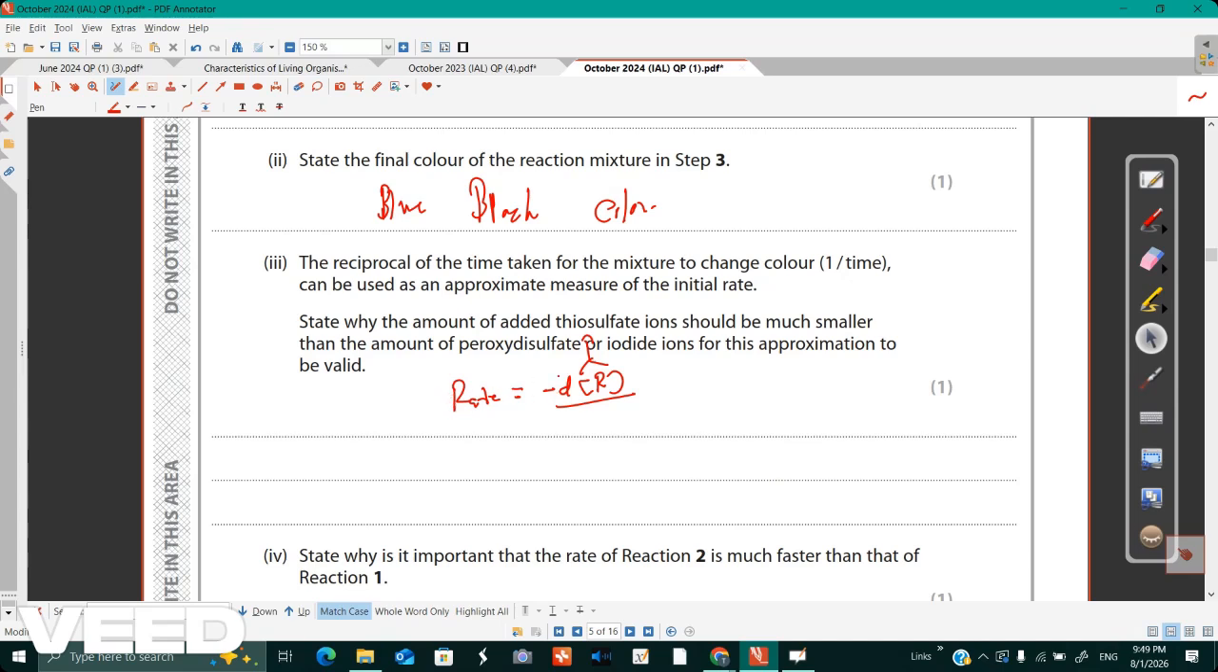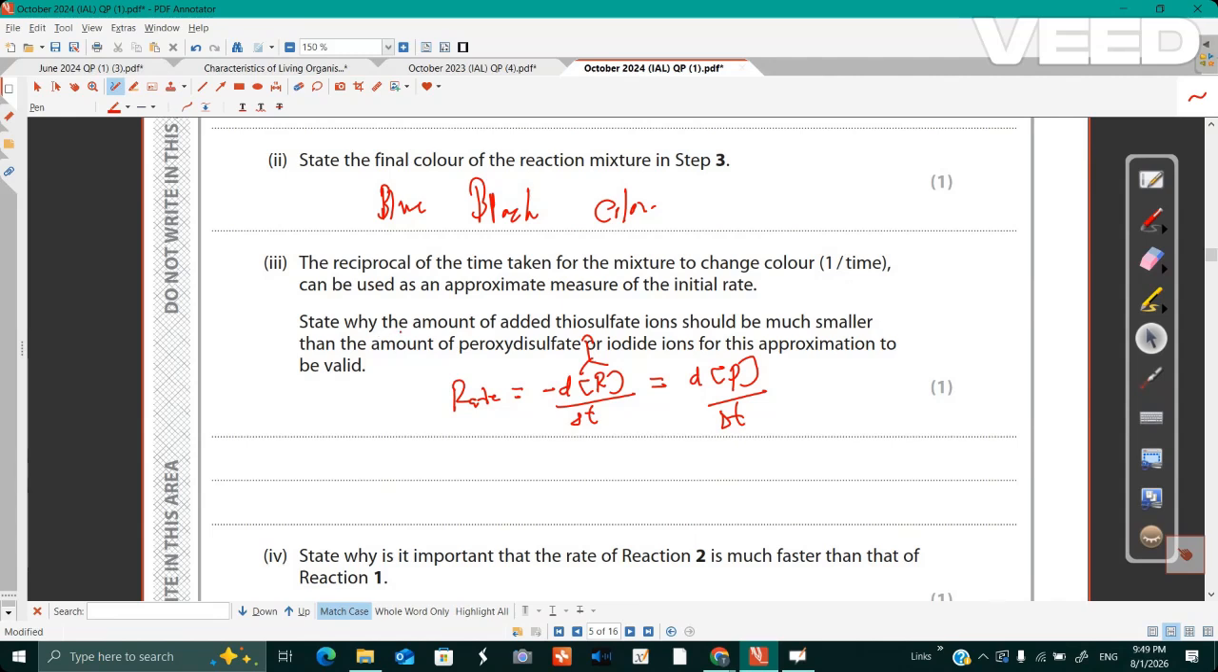Rate cannot be negative. So if we are writing the rate using the reactant concentration change, it must be negative delta reactant over delta T. Or if the product concentration is going up, it is delta product over delta T. In that case it is positive, because the product concentration is going up.